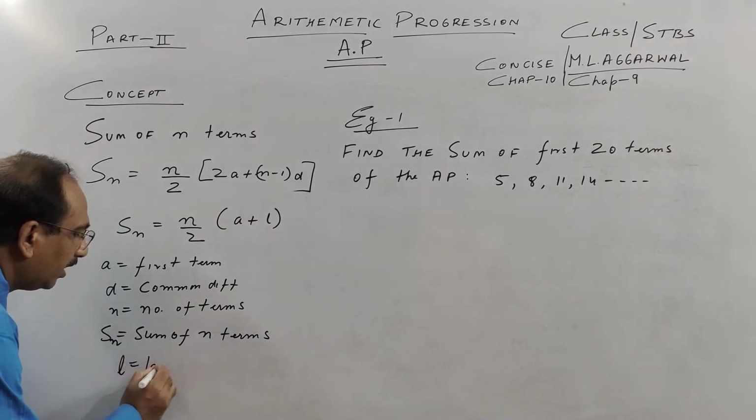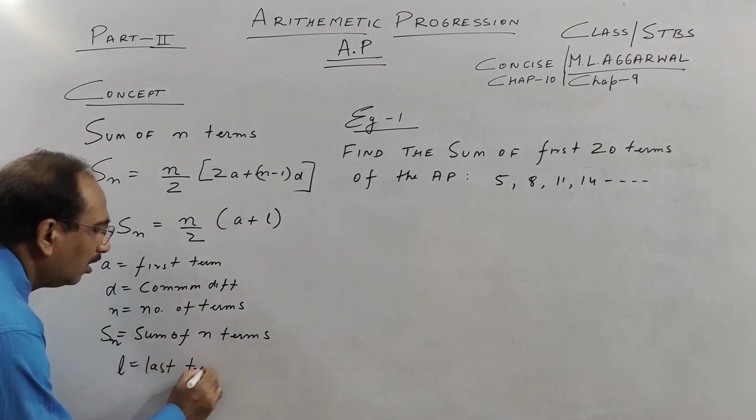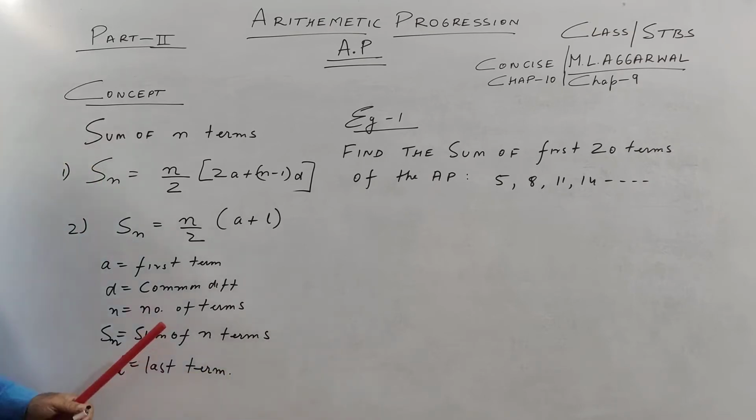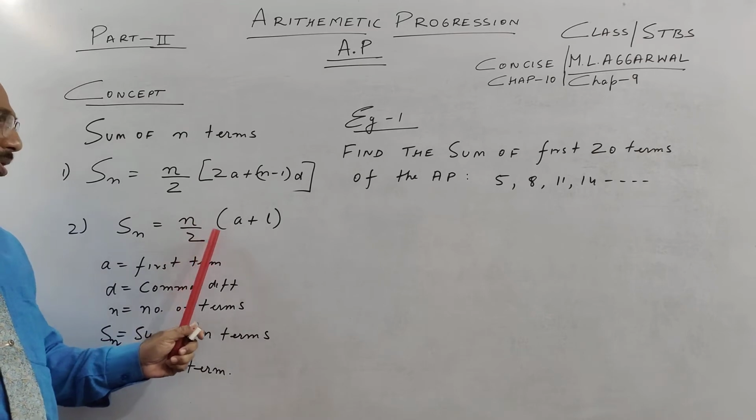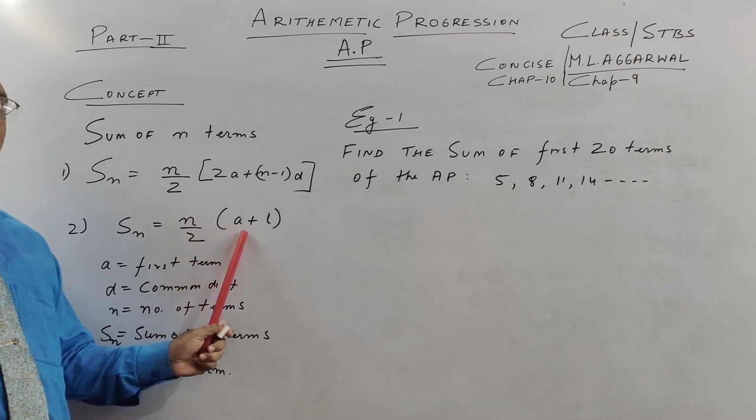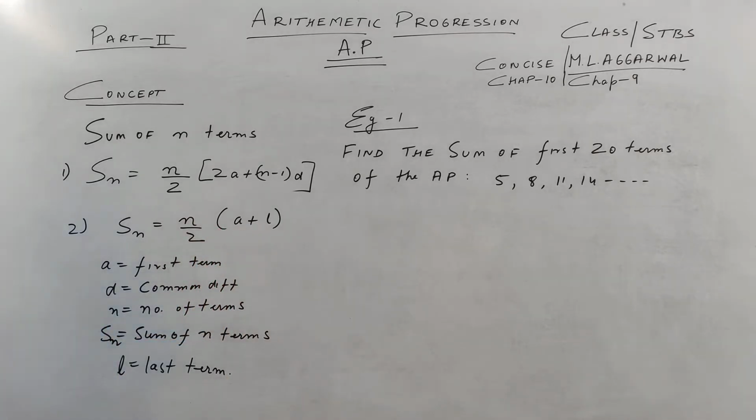children, then we have one more formula, provided you know the last term and the first term. So the sum of terms is the number of terms by 2 multiplied by the sum of the first term and the last term, if you know it, and we call it L.